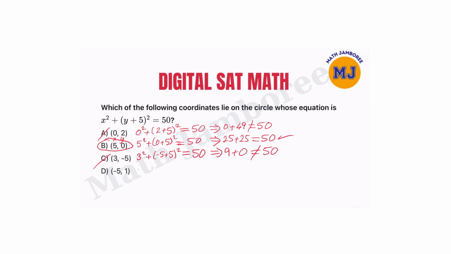And -5 for x, plus 1 plus 5 squared. Does it give you 50? -5 squared is 25 plus 6 squared is 36. Does this equal 50? No, it does not. That's why the right choice is B for this specific question.